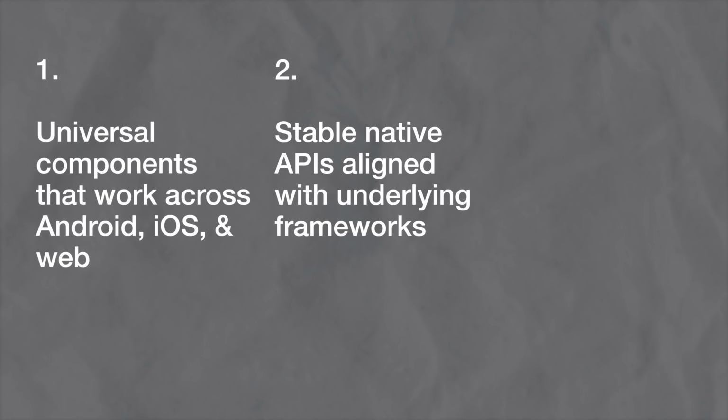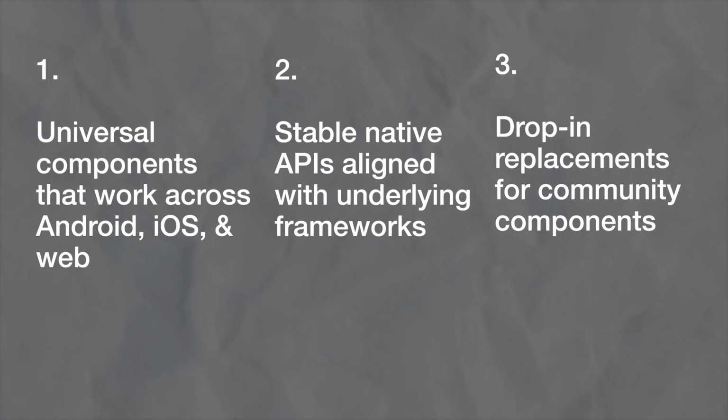So let's talk about some of the new things that are out with it and how you can use it in your app. SDK 56 focuses on three core pieces of Expo UI. There's a new Universal Components API for shared interfaces, stable native APIs, and also drop-in replacements for popular React Native community libraries.